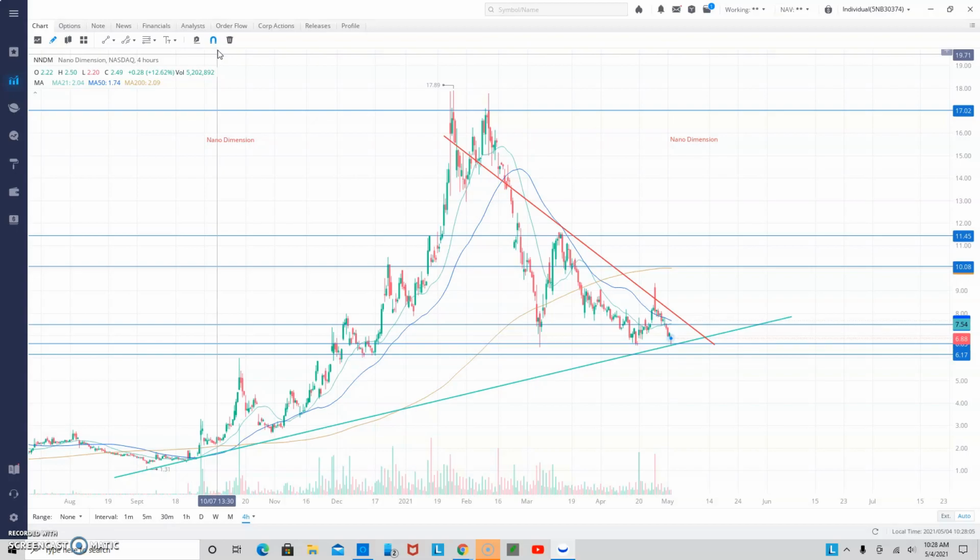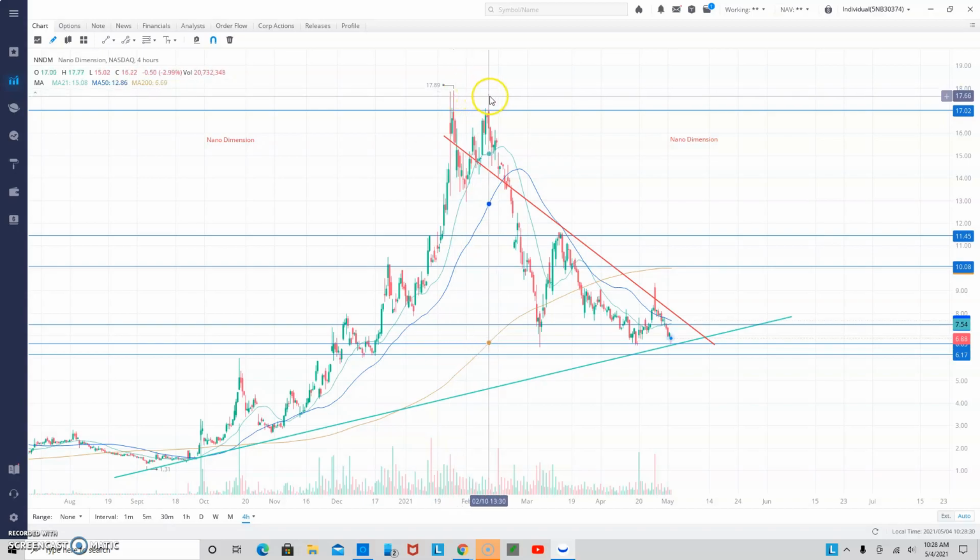So today it is currently trading at $6.89 at the time of this recording. It's down 22 cents, which is the equivalent of 3.09% today. Nano Dimensions has a market cap of 1.80 billion, and their 52-week high was $17.89, which they hit on January 26th of this year. And you could also see that they hit a double top on February 10th and tried to retest the all-time high. Didn't quite make it there.